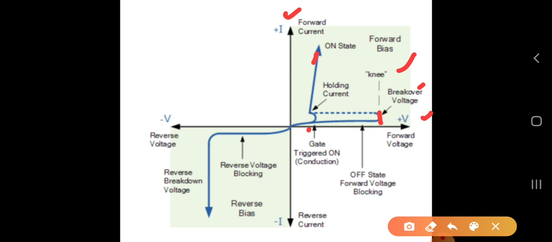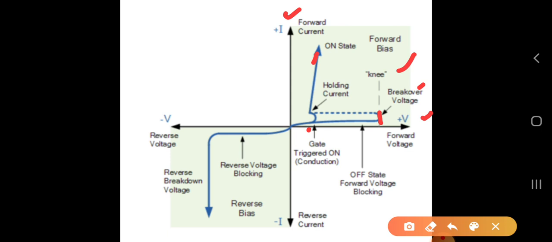If you don't want to use that much voltage across the anode and cathode, and you want to use only a small amount of voltage to make the SCR turn on, then take the help of the gate terminal. So between gate and cathode you have to give the supply, and when you give the voltage across the gate terminal, your SCR is going to turn on immediately.